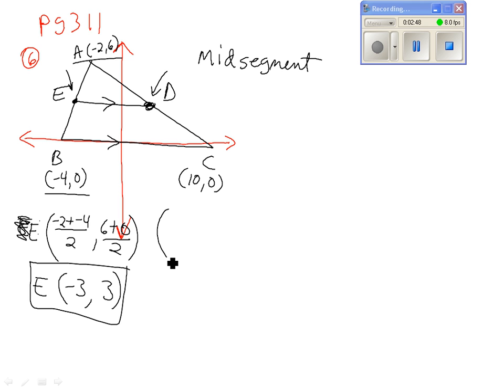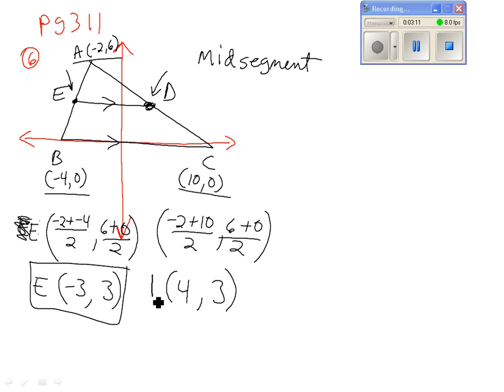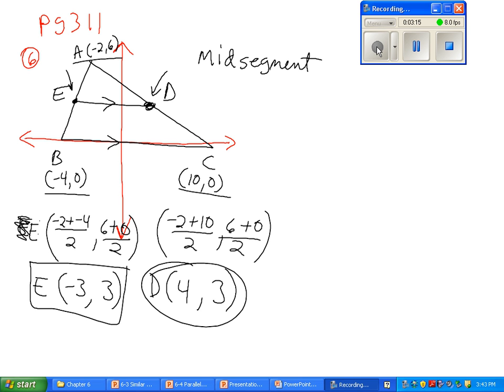We got -2 plus 10. Use A and C this time. Divided by 2. And then 6 plus 0 divided by 2. That's 8 divided by 2, which is 4. 6 plus 0 is 6. Divided by 2 is 3. That's the coordinates for D. That's the answer for number 6.